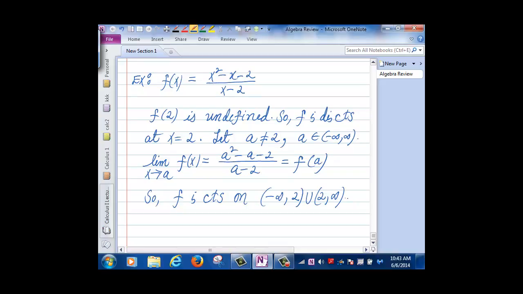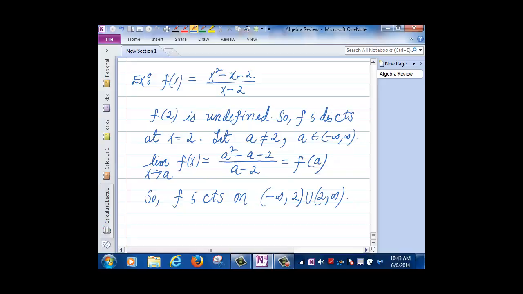Besides 2, it's continuous everywhere. So generally speaking, if I have a rational function and want to determine where the function is discontinuous, the only possibilities are where the denominator vanishes, right? So basically, a rational function is continuous on its domain. A rational function is continuous on its domain. Am I making sense here?